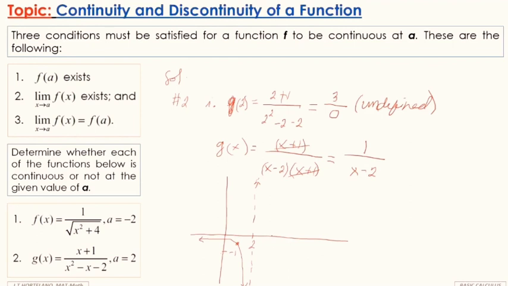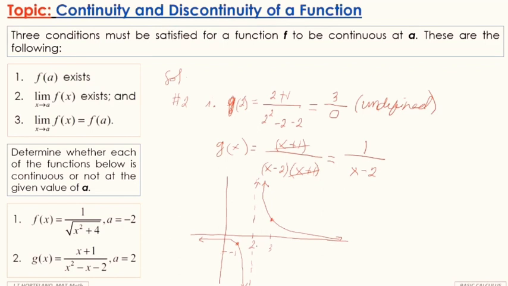Now, if x is to the right, let's use 3. If x is 3, this becomes 1 over 3 minus 2, which is 1 over 1, which is 1. So, it is located here, and this will be its graph. If we look at the left and right hand limits, both are approaching infinity. So, this is the lesson on infinite limits.